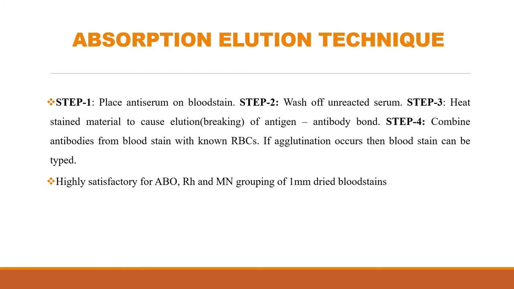Absorption elution technique. It's highly satisfactory for ABO, RH, MN grouping, and a very small amount, a 1 mm dry blood stain, is enough. Here are the 4 steps for this method. Step 1, place anti-serum on blood stain. Step 2, wash off unreacted serum. Step 3, heat stain material to cause elution of the antigen-antibody bond. Step 4, combine the eluted antibodies from the blood stain with known RBCs. If agglutination occurs, then the blood stain can be typed.